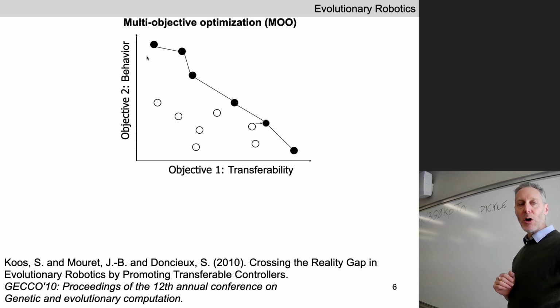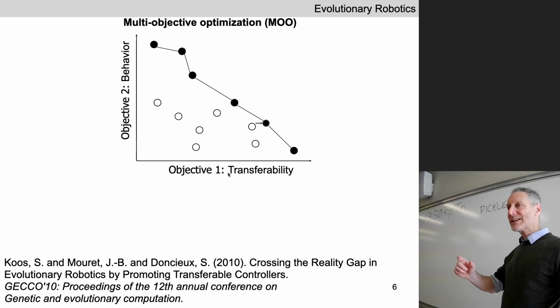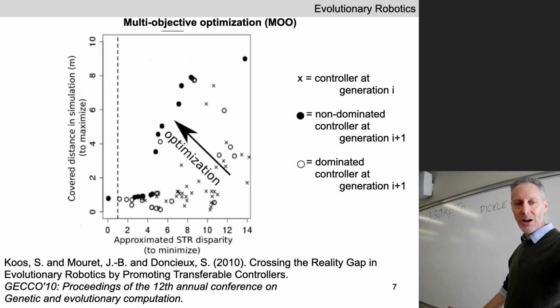We're going to be evolving a population of controllers represented here by dots, and the position of each dot represents how well that controller causes the simulated robot to exhibit the behavior we want, and how likely that behavior is to transfer to reality, which we haven't talked about yet. We ended by looking at some real data here.